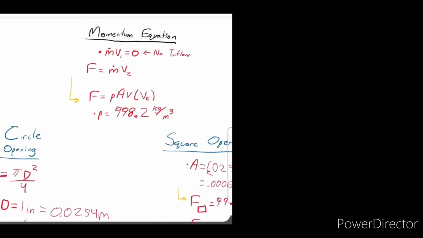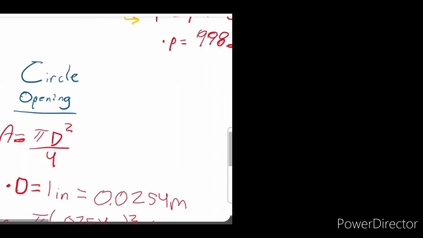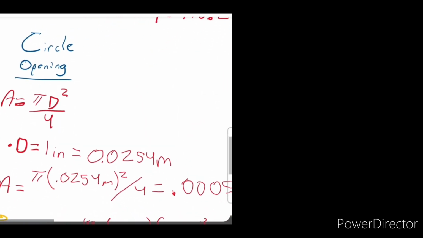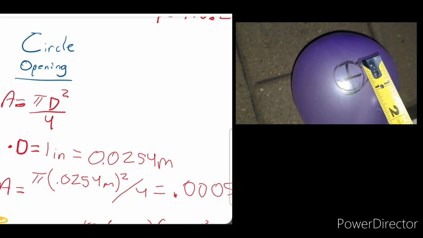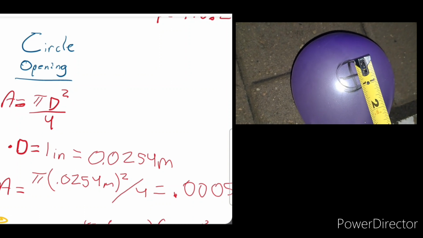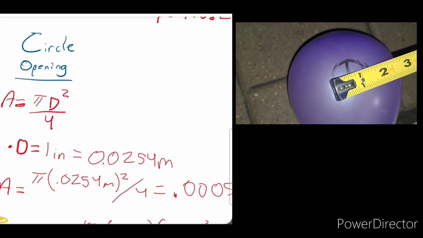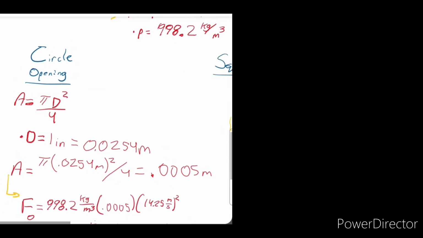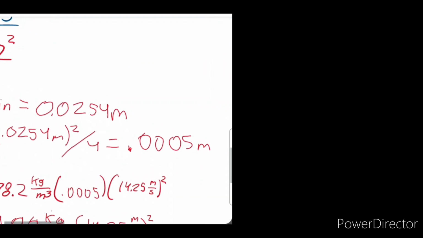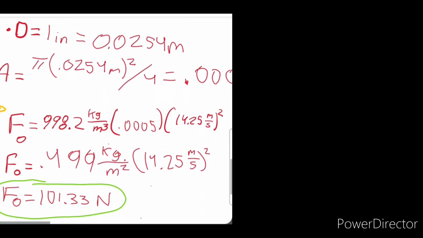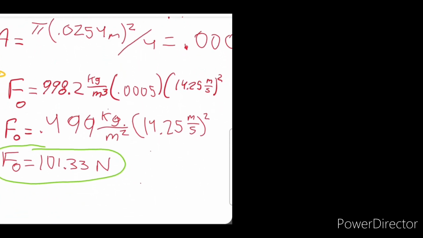As stated before, we will see the difference in outflow force between a square and a circular opening. Let's start with the circular opening. As we see in the video, the diameter of the circle is 1 inch. When we convert to meters, it becomes 0.0254 meters. Plugging that into the area equation, we get 0.0005 m squared. When we insert this area into the force equation we derived, we get a force of 101.33 newtons.